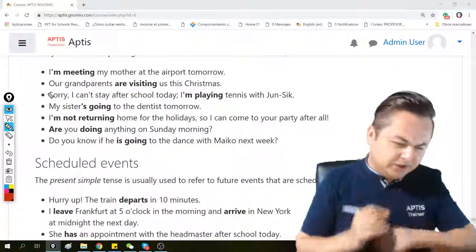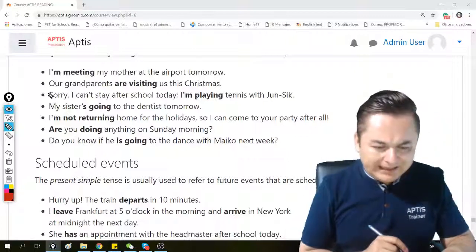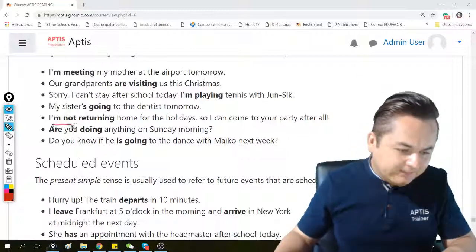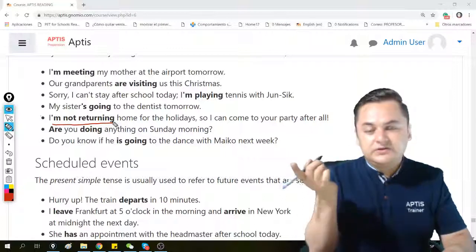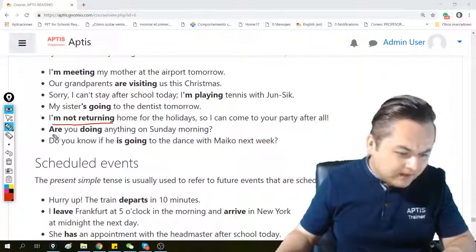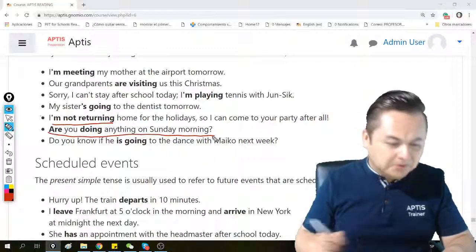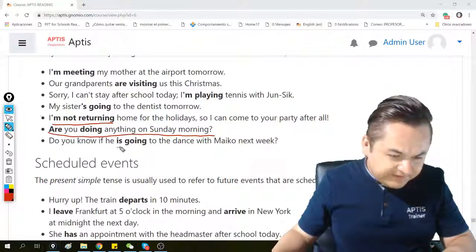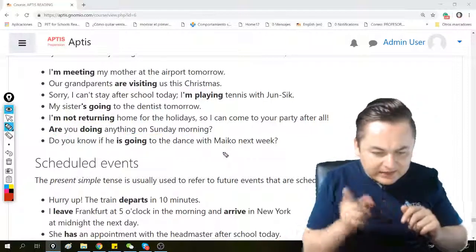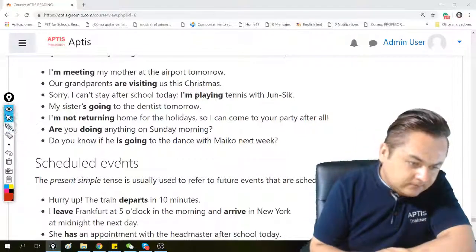I'm not returning home for the holidays, so I can come to your party after all, meaning I have planned for this, I have talked to somebody about it, but still, I am free. Are you doing anything on Sunday morning? Is this your plan for Sunday morning? Do you know if he's going to the dance with Micah next week? So that means they have already talked about it.